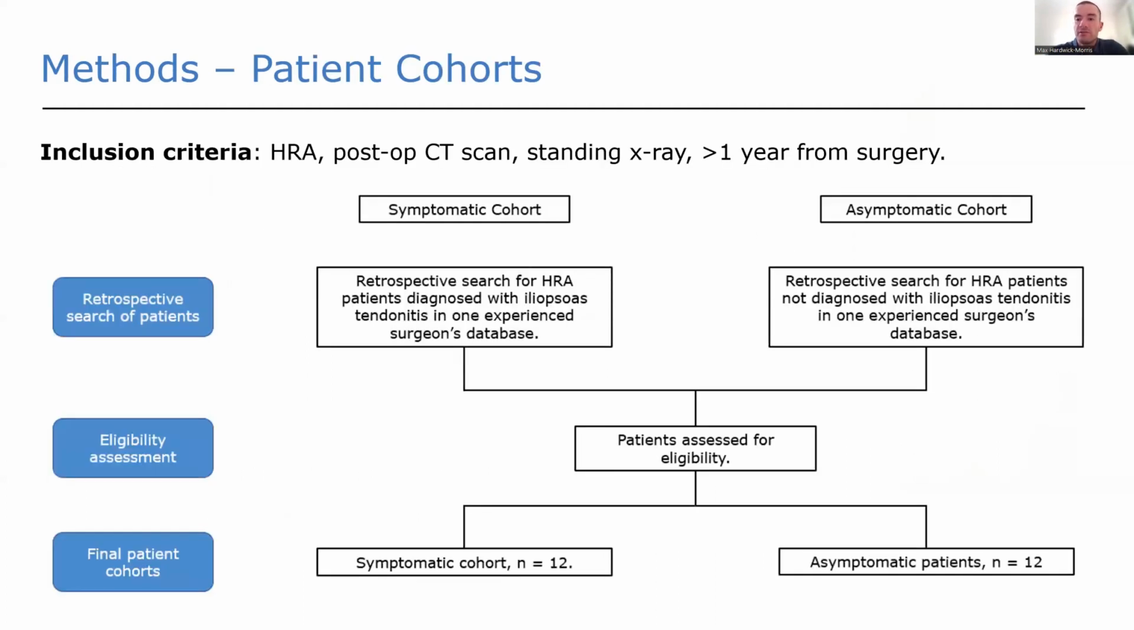Here is our patient selection flowchart. In short, we retrospectively reviewed an experienced surgeon's database for patients who did and did not have psoas-related groin pain after hip resurfacing surgery. After applying inclusion criteria, we had two cohorts, a symptomatic cohort and an asymptomatic cohort of 12 patients each.